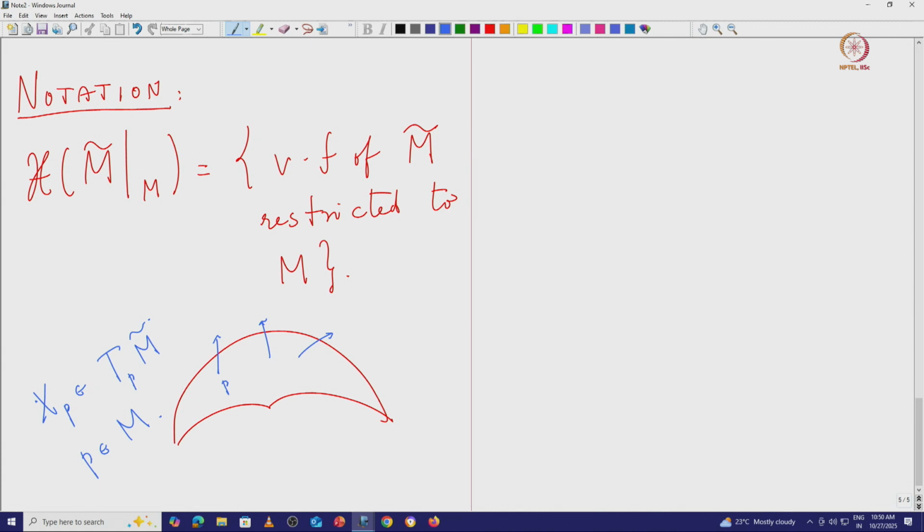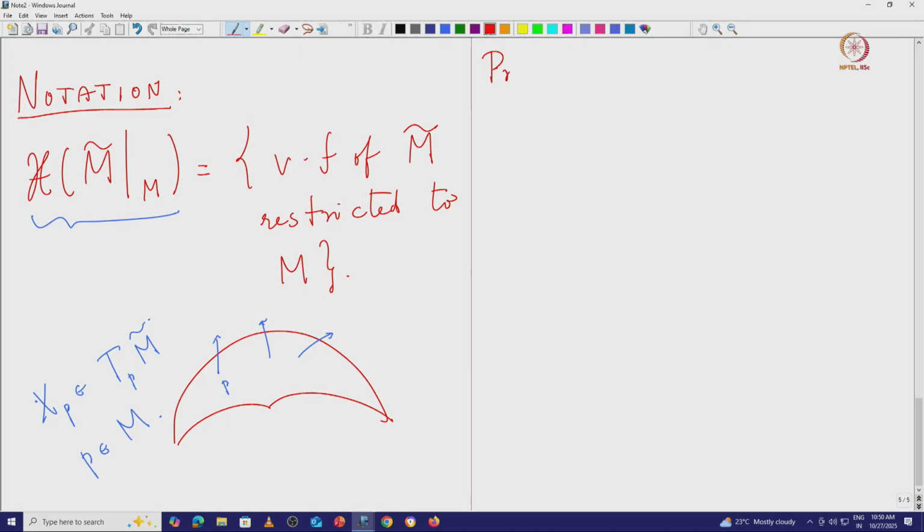So of course, using something like Whitney's extension theorem or partitions of unity, given any such vector field I can always extend it to a vector field on the entire M tilde, but when I am looking at this space I really do not care so much about its values outside of this embedded submanifold M.